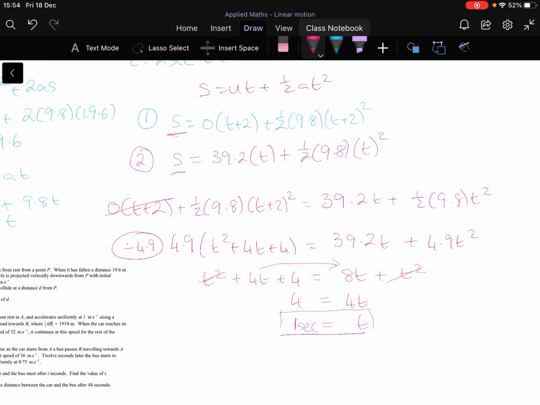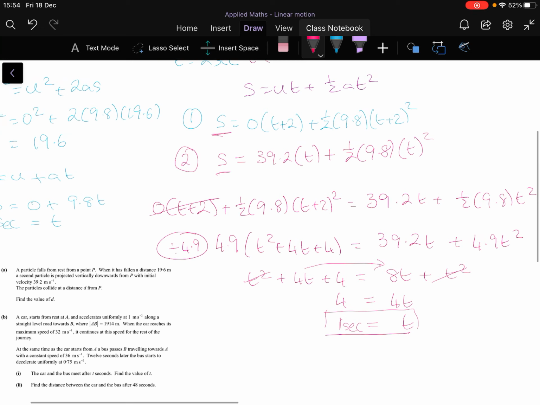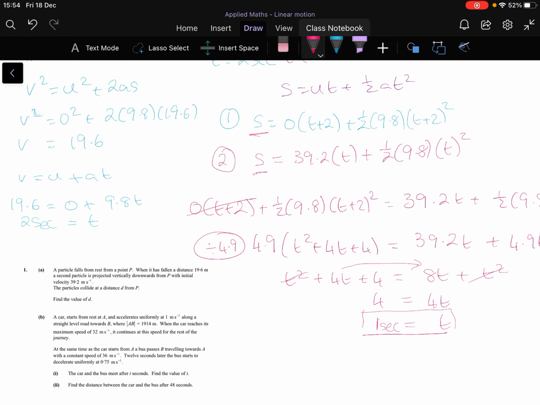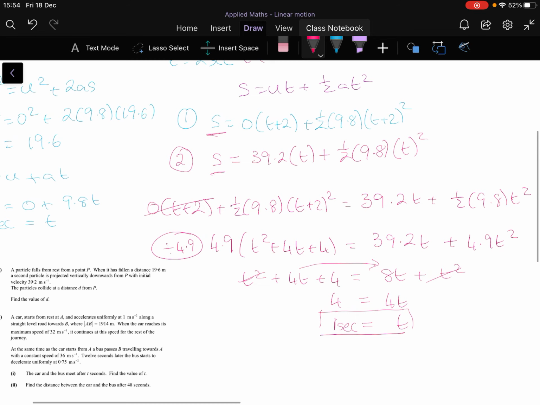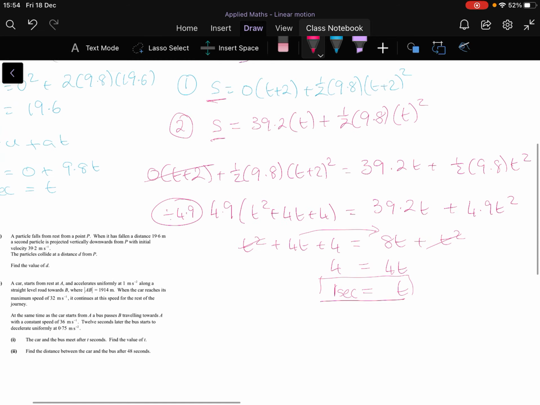The last thing I have to do is go back and check what the question was. I have the question over here. Find the distance. So I want to see what the distance was. The particle collides at distance D from P. Find the value of D. So I'm going to take one of the equations. It doesn't make any difference which one it is. I'm going to substitute in the time of t.